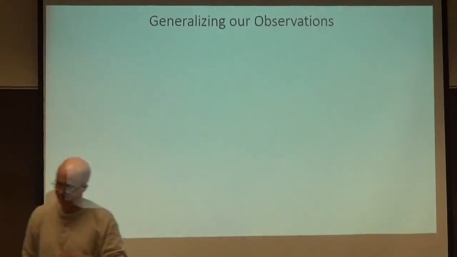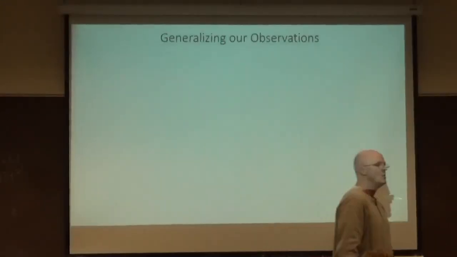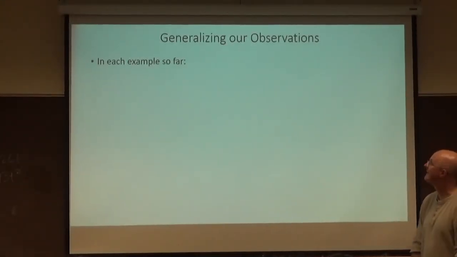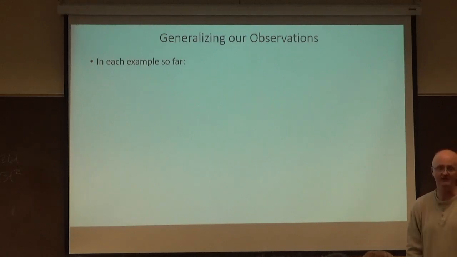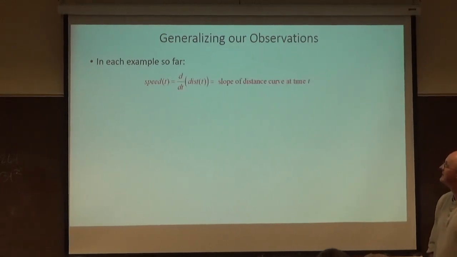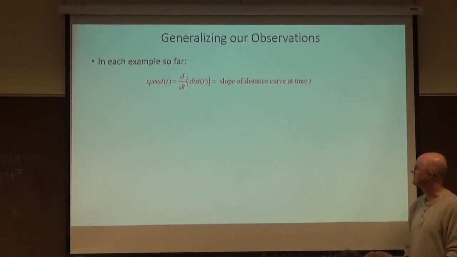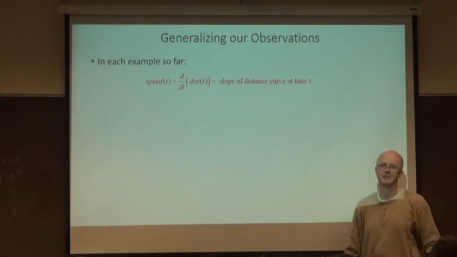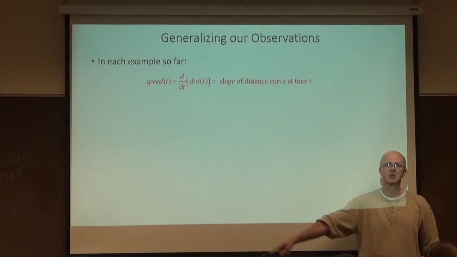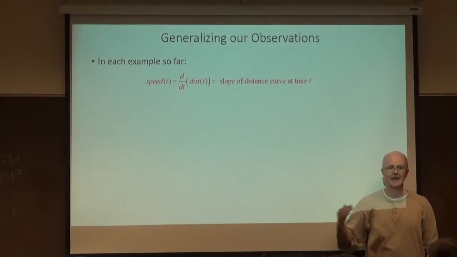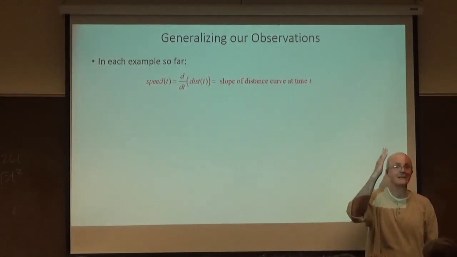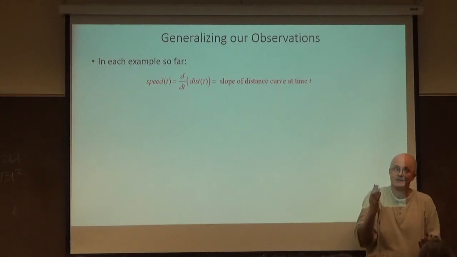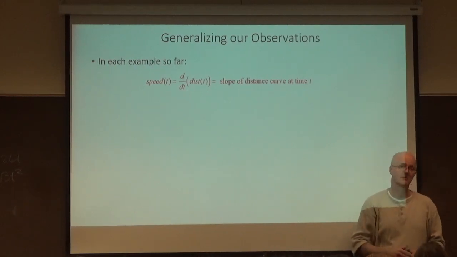Generalizing our observations. Hang with me here. These last 10 minutes are super important. Generalizing. In each example so far, the speed is the derivative of the distance traveled. It's the slope of the distance curve at time t, for any t. In the last example, the distance curve was a parabola. At any moment in time, I can figure out the slope of the tangent by taking its derivative. And that gives you the speed function, which was a straight line.